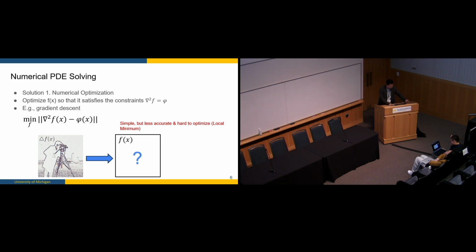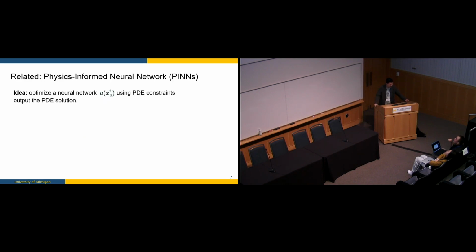Building on top of this very simple idea of numerical optimization, there has been a series of work you might have already heard about, called physics-informed neural networks. The key idea is very similar. Instead of optimizing the grid of pixels, why don't we represent the original signal f as a neural network? It keeps a neural network, called U here, which you can query at a position with a coordinate x, and that gives you the output f of x, the original signal. You can optimize this neural network so that it satisfies all the PDE constraints given to you.